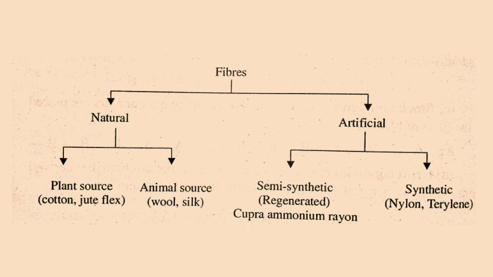Natural fibers are further classified into two types, plant sources and animal sources. Plant sources which includes cotton, jute, flax, etc. Animal sources which includes wool, silk, etc. Second is artificial fibers. These are classified into two types, that is semi-synthetic and synthetic fibers. Semi-synthetic, which are also called as regenerated. Example, cupra ammonium rayon, and synthetic, for example, nylon and terylene.